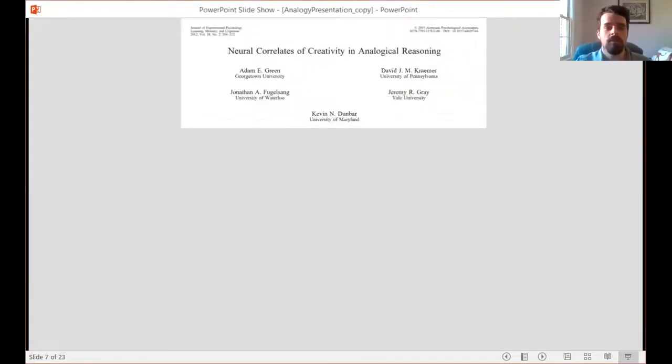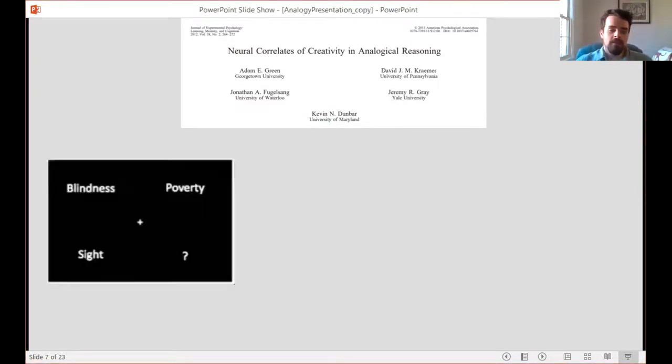There was another paper we did called The Neurocorrelates of Creativity in Analogical Reasoning. And here we had a similar task, except it required the generation of the fourth term. So you have blindness as the sight, and then poverty, and the participant's task was to generate another word that would fulfill that analogy. The idea here is that this involves idea generation, which is an important part of creativity, and not just solving the problem, but coming up with a way to bridge that connection.